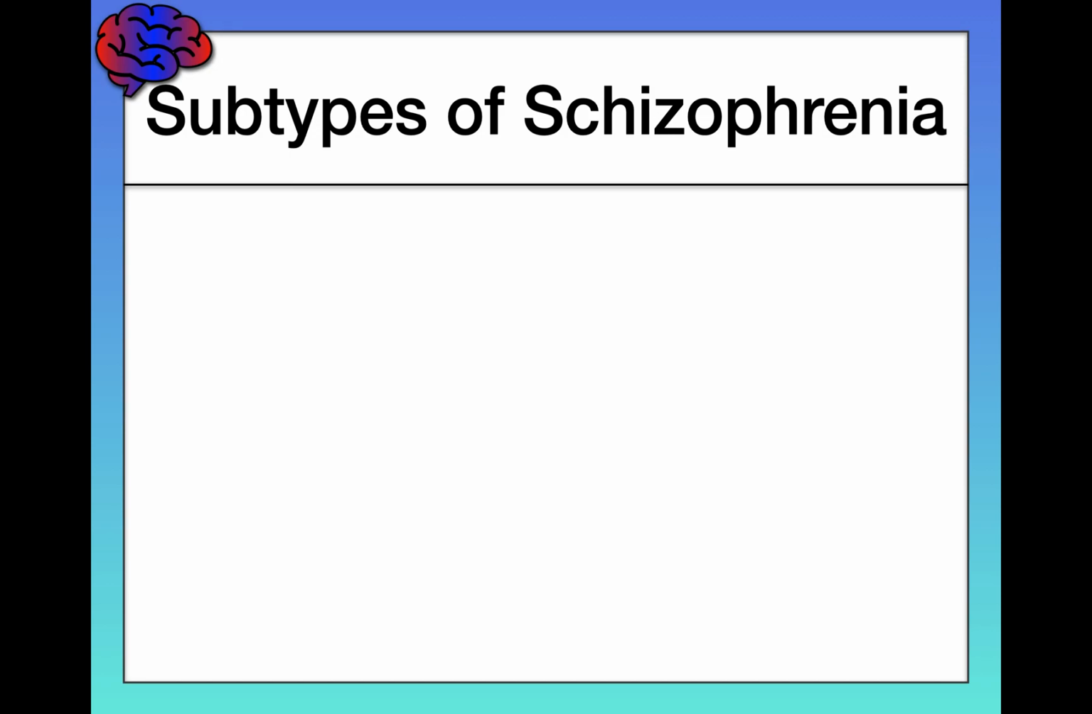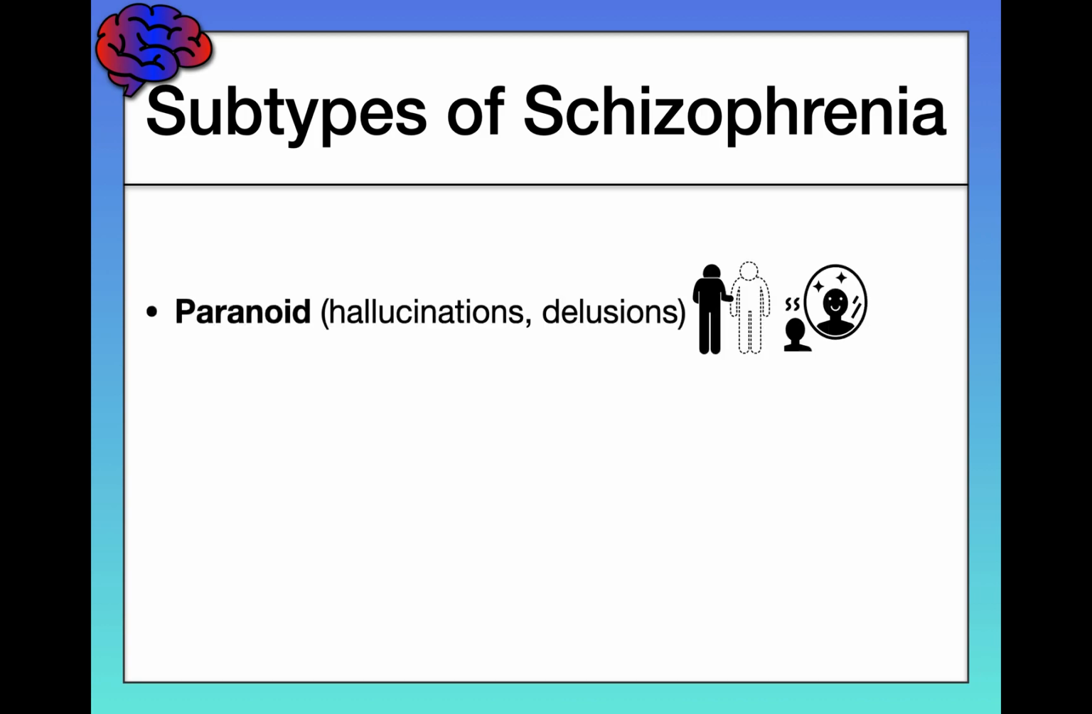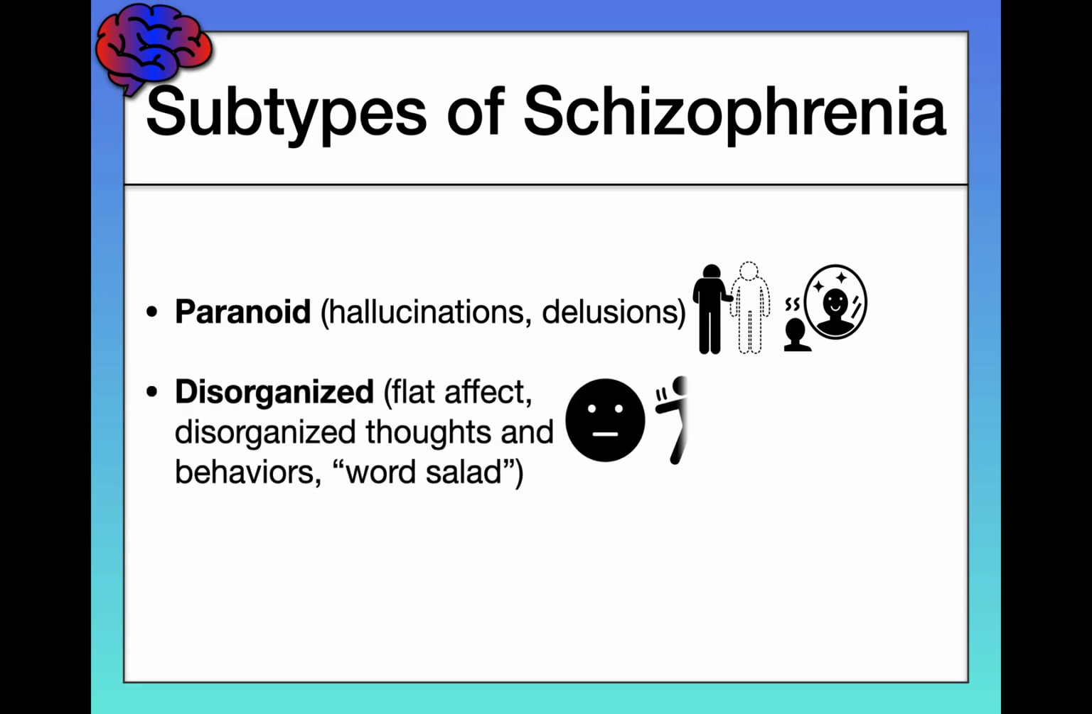Now, although not in the Diagnostic and Statistical Manual of Mental Disorders, or DSM, some clinicians may refer to different subtypes of schizophrenia that are based on the types of symptoms the person has. For example, paranoid schizophrenia, an unofficial subtype of schizophrenia in which the primary symptoms exhibited are those hallucinations and delusions. Also, disorganized schizophrenia, in which the primary symptoms here are disorganized thoughts, behaviors, and speech.